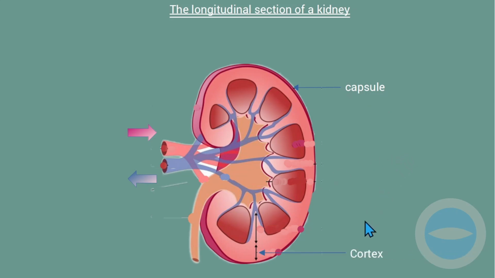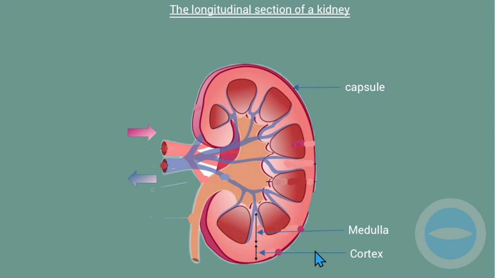And then the next part is the cortex. Inside, the kidney is divided into two sections. The outer part, just after the renal capsule, is the cortex. As you can see, the cortex is from here to here, this part here. And then from here until somewhere there, it's called the medulla. So these are the two sections that divide the kidney. We have the cortex, which is the outer part.